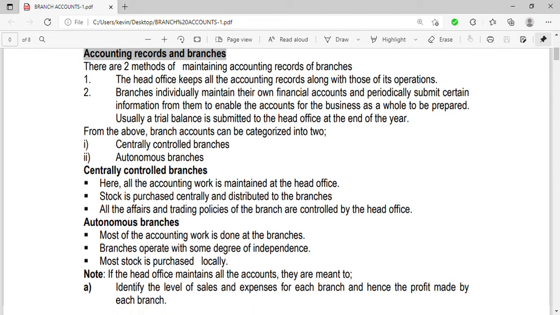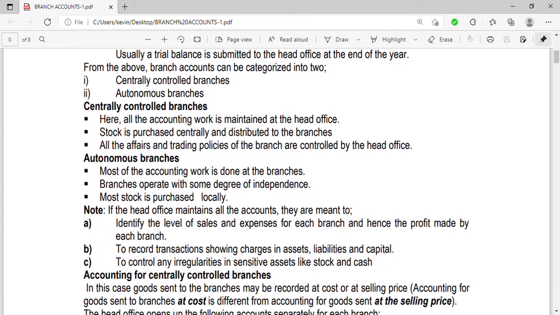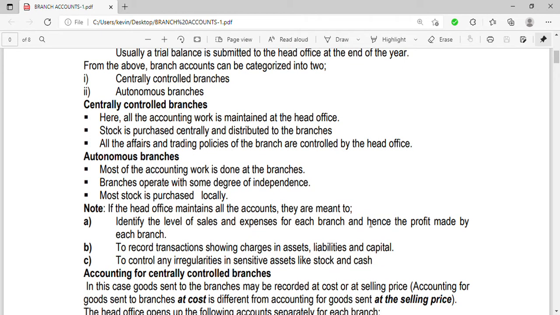Then for autonomous branches, most of the accounting work is done at the branches. They do their own accounting work. Then branches operate with some degree of independence. They can do some things on their own without the help of the head office. Then lastly, most stock is purchased locally. They can purchase their own stock without depending on the head office.